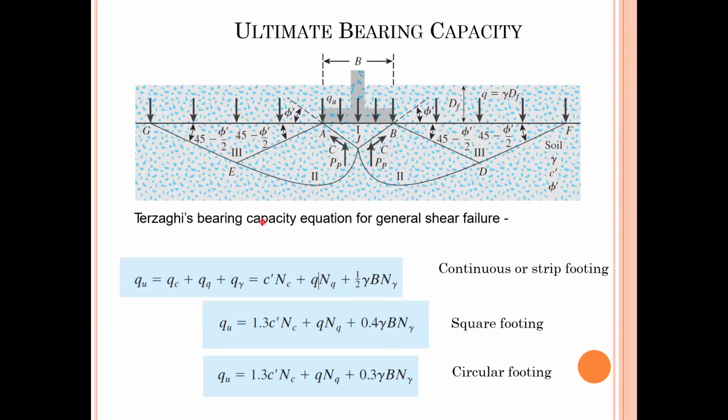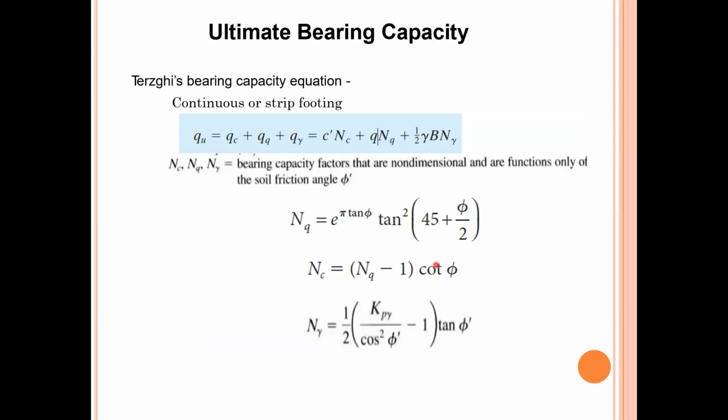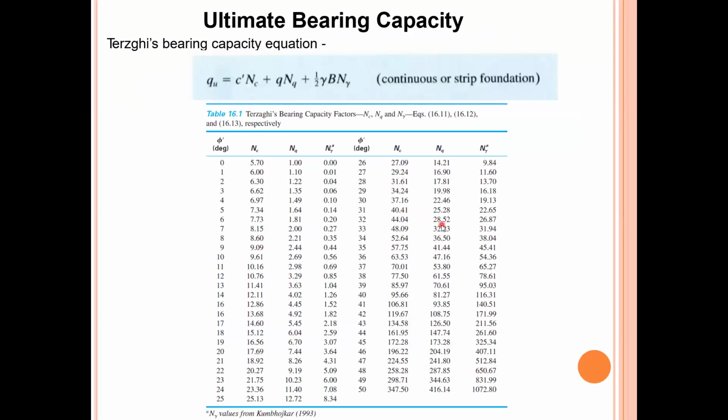Initially Terzaghi defined these bearing capacity equations for different types of footing: continuous or strip footing, square footing, or circular. But what we learned earlier is the modified ultimate bearing capacity equation for any shape. That's the easiest one. But why I would consider this: in some cases, if it's a square one, you can easily calculate with this. So you don't need to calculate Nc, Nq, N gamma. You can just take those from the book, like this.